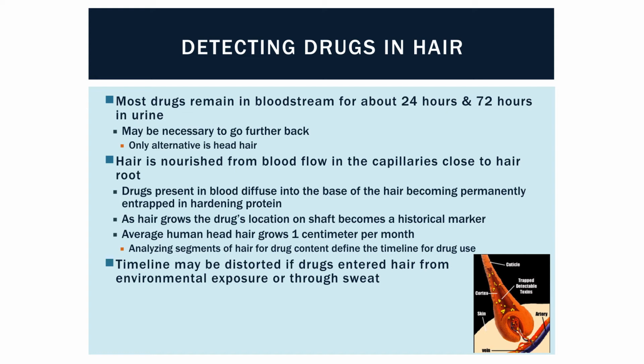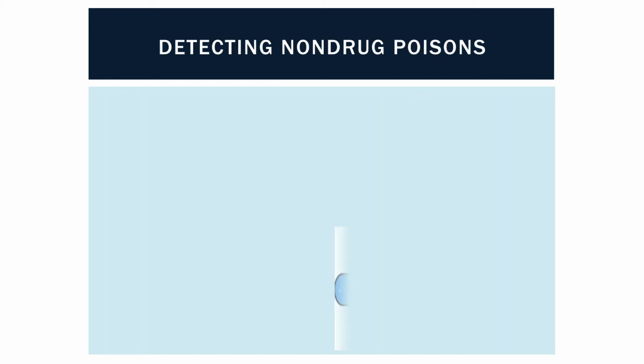The average hair typically grows about 1 centimeter per month. And so by analyzing the segments of the hair, it can give an actual timeline of drug use. However, the timeline can be distorted if drugs enter the hair from any environmental exposures or through sweat glands, but it is the only viable accepted process for drug use longer than 72 hours.